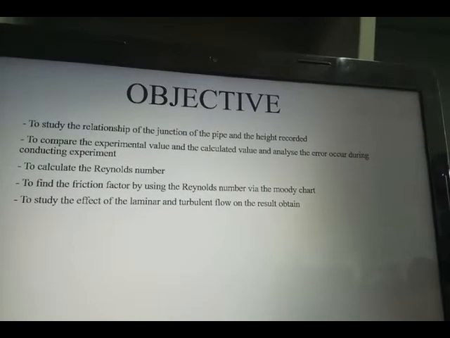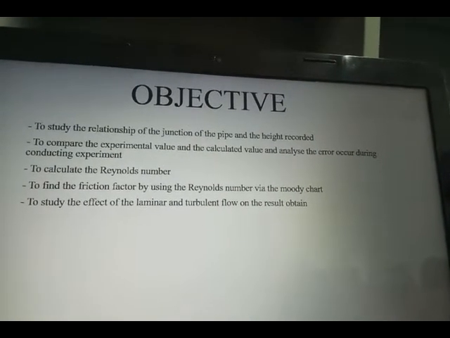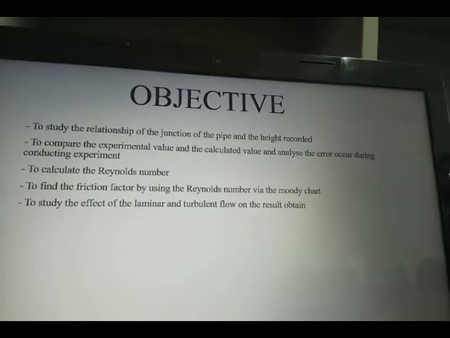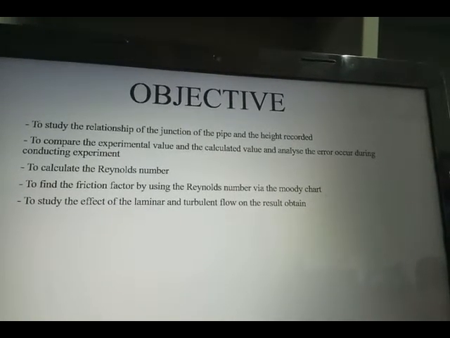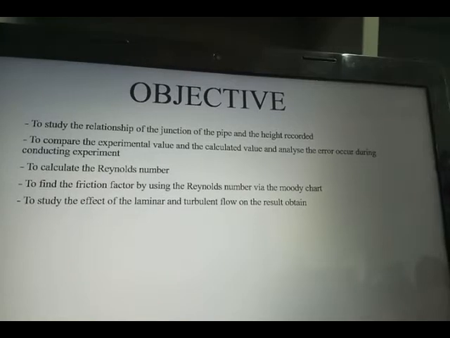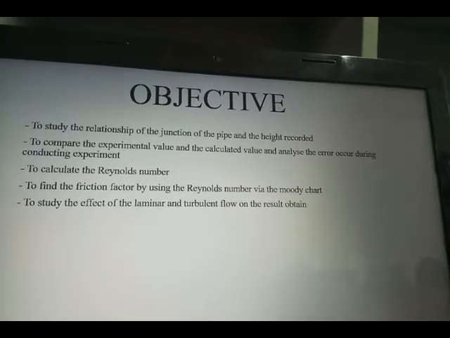Today I'm going to explain about the objective of the experiment. The first one is to study the relationship of the junction of the pipe and the height recorded. Second one is to compare the experimental value and the calculated value and analyze the error curve during conducting experiment.